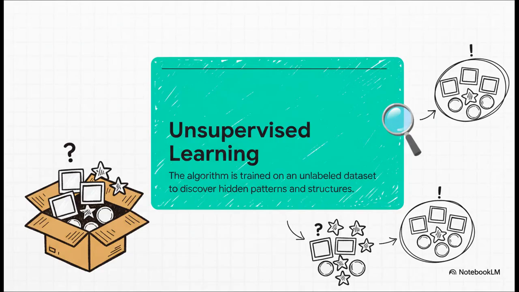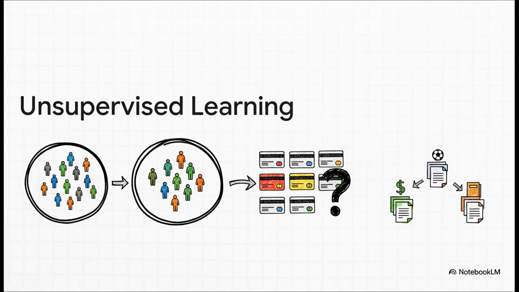But what happens when you don't have an answer key? Well, that brings us to unsupervised learning. Imagine someone just dumps a giant box of old, mixed-up family photos in front of you and says, organize these. You don't have any labels or instructions, so you'd start finding patterns on your own, right? Grouping by event or by who's in the photos. That is exactly what an unsupervised algorithm does. And this is incredibly powerful because it helps us find patterns we didn't even know to look for.